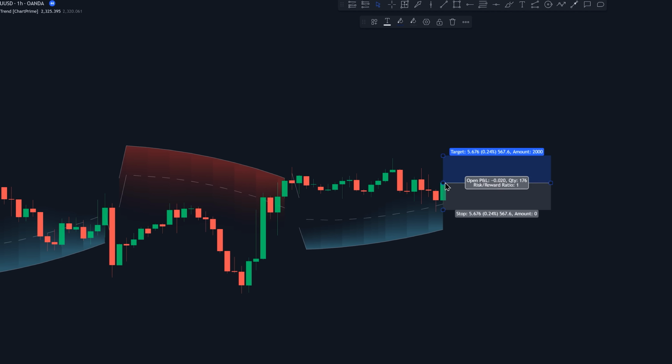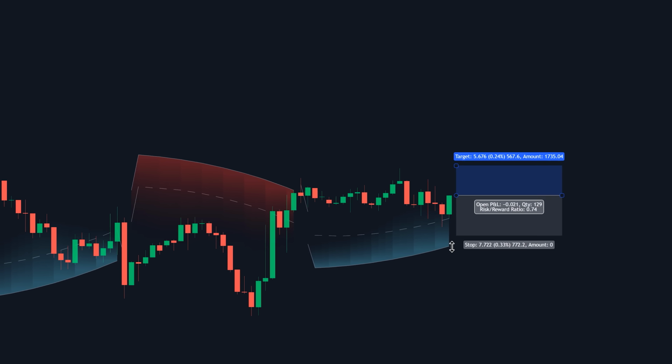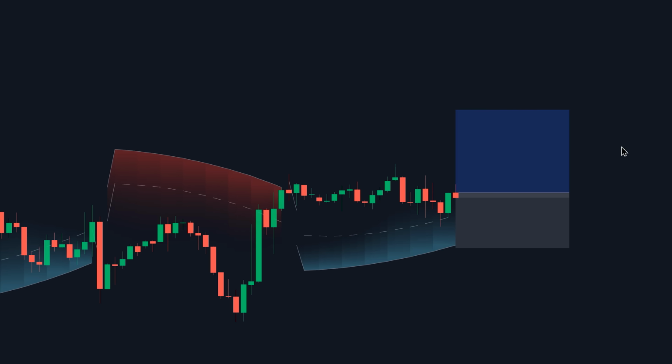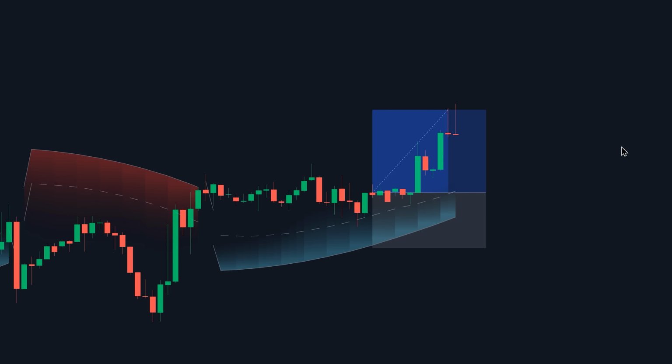You want to put the stop loss right under the trend cloud. For the take profit, you want to target a risk-reward ratio of 1 to 1.5, letting the trade run, and as you can see, it was profitable.